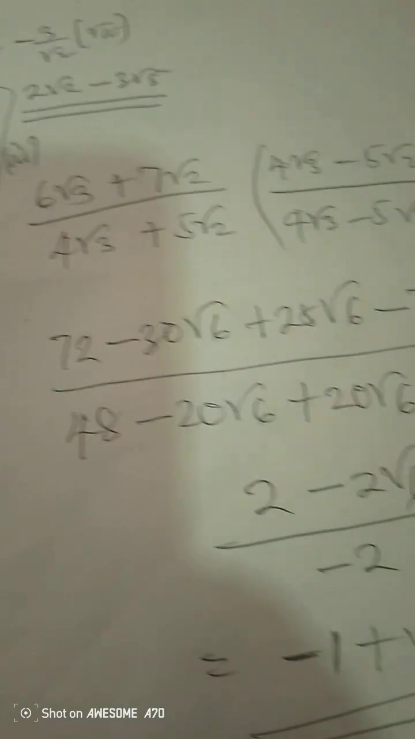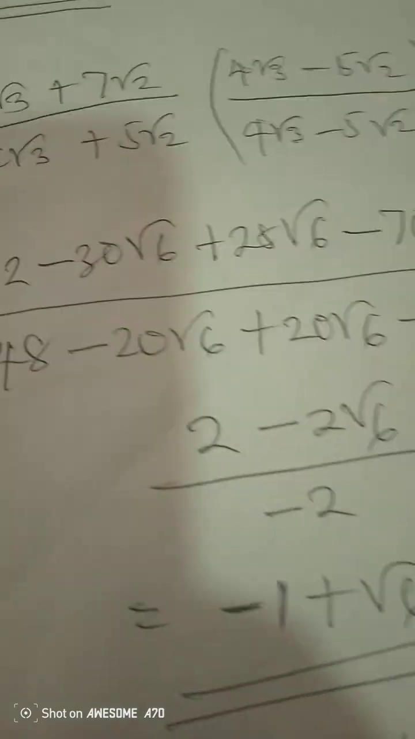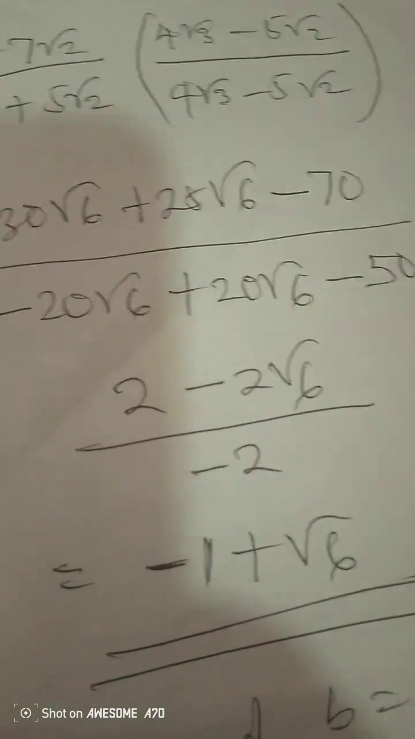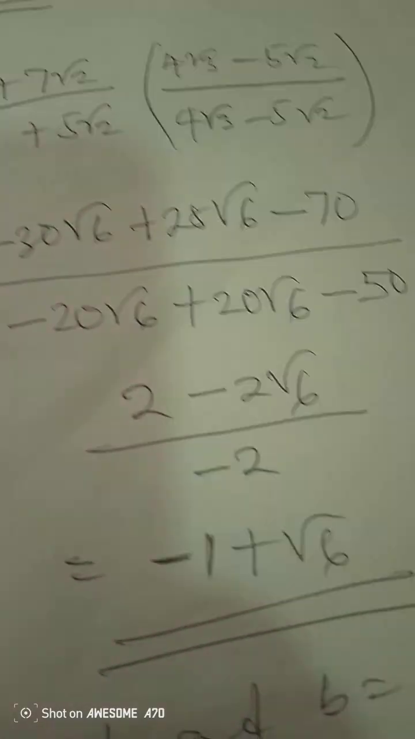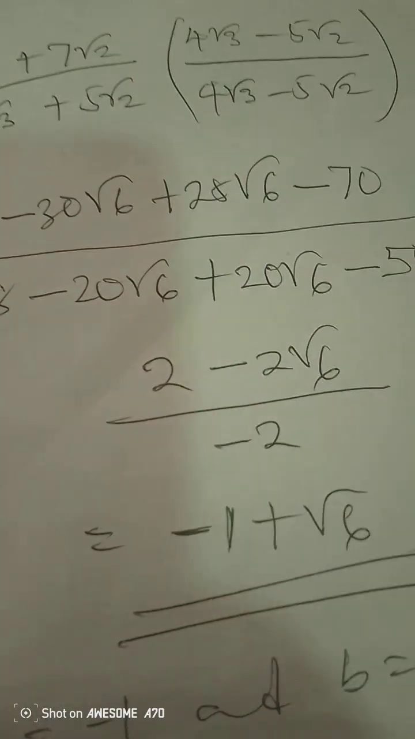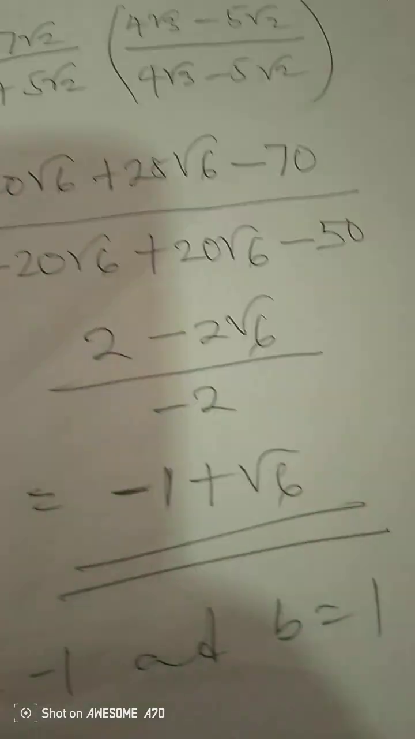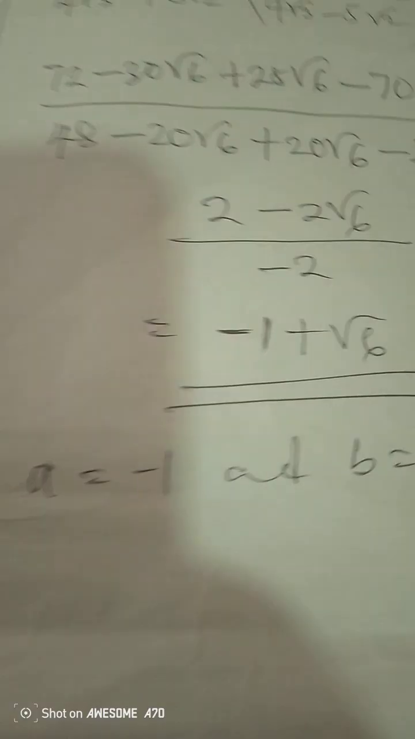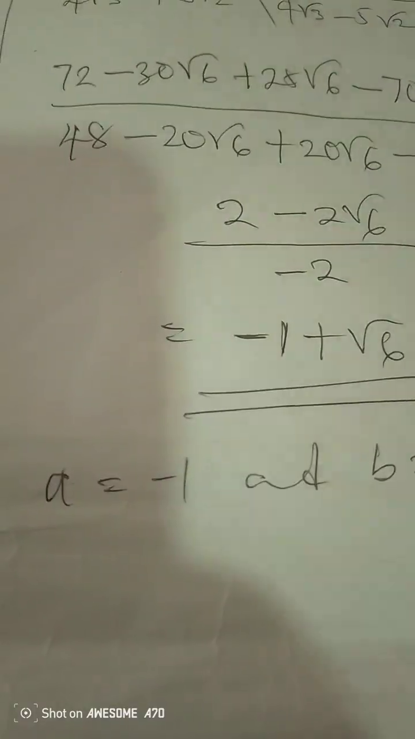So in that case, when we open the bracket, we have 72 minus 30 root 6 plus 28 root 6 minus 70 all over 48 minus 20 root 6 plus 20 root 6 minus 50. So we have 72 minus 70 as 2, minus 30 root 6 plus 28 root 6 as minus 2 root 6. And we have 48 minus 50 as minus 2, minus 20 root 6 plus 20 root 6 as 0. So when we divide the numerator by minus 2, we have minus 1 plus root 6. So a is minus 1 and b is 1.